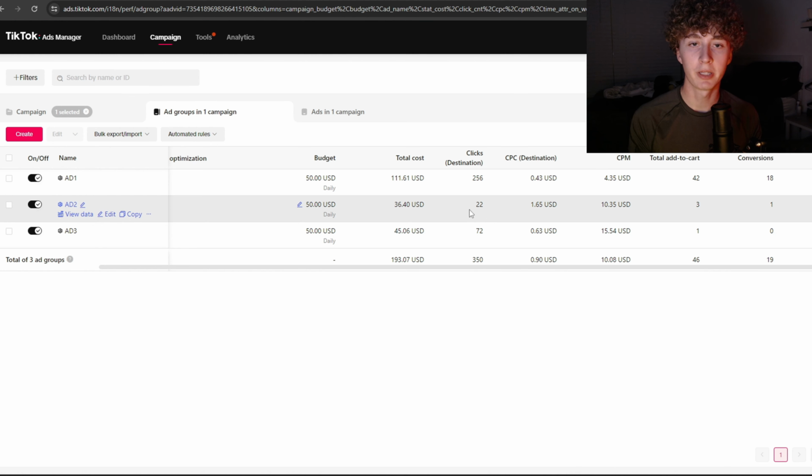CPC, cost per click, how much are you spending per person that's clicking on the ad? Does TikTok decide your CPC? No. Who decides your CPC? The people that are watching your ad. TikTok is feeding your ad to people, but it is the person's job to click on your ad. So why would you have a high cost per click CPC? Because people aren't clicking.